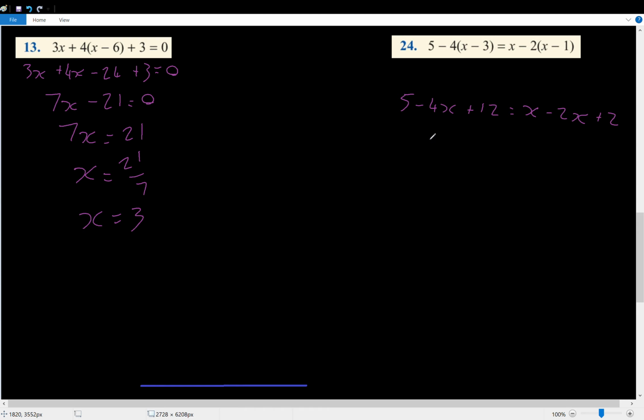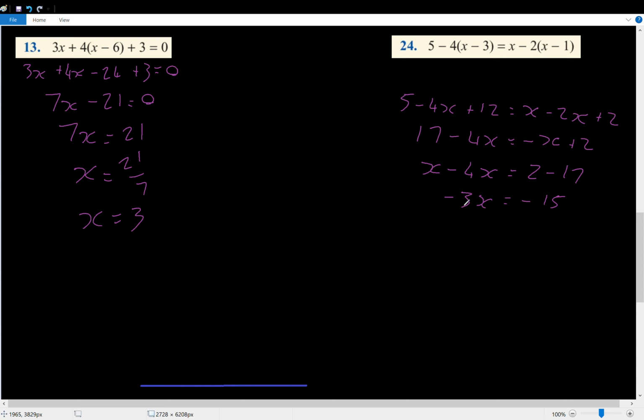And then from here we tidy up what we can tidy up. So on the left hand side, 5 plus 12 is 17. So 17 minus 4x. And on the right hand side we have x minus 2x, which is just going to be minus x plus 2. Now what we're going to do is we're going to bring all of our x's to the left hand side and all of our numbers to the right hand side. When we bring the 17 over, it's going to become a minus 17. And we bring our minus x over, it becomes a positive x. We get x minus 4x equals 2 minus 17, which means we get minus 3x is equal to minus 15.